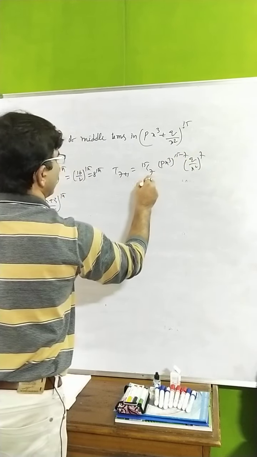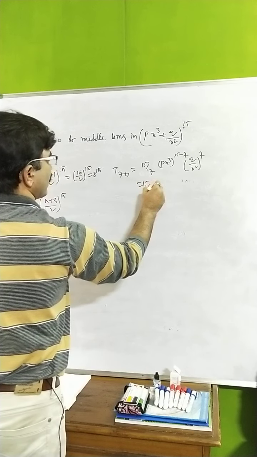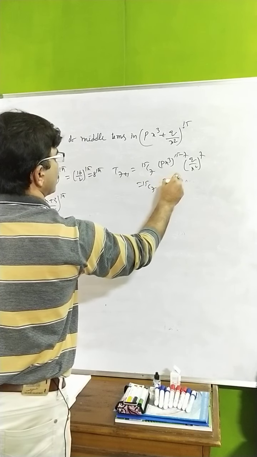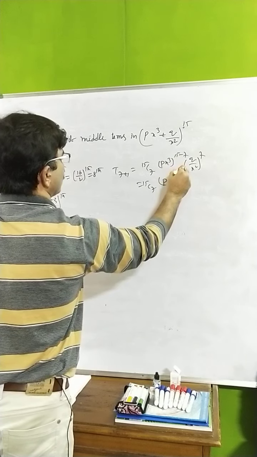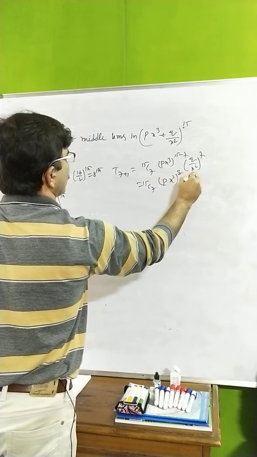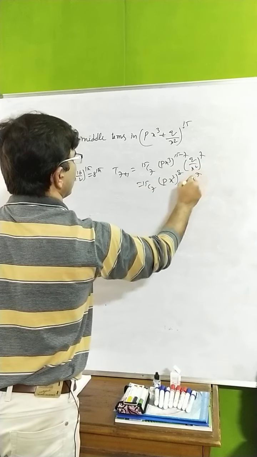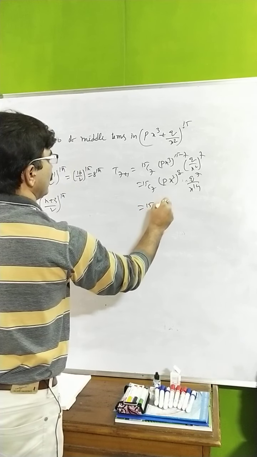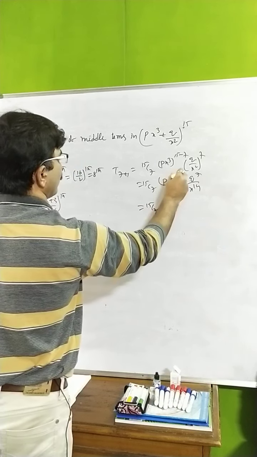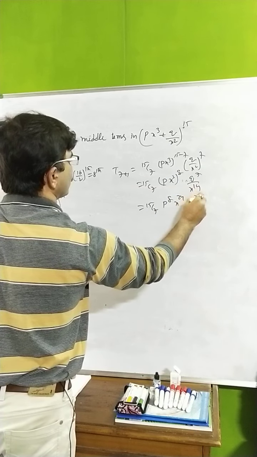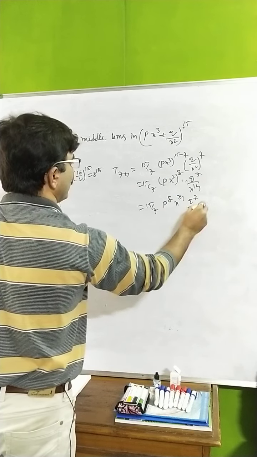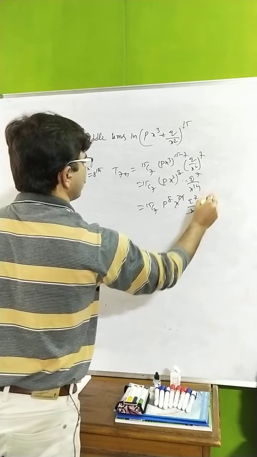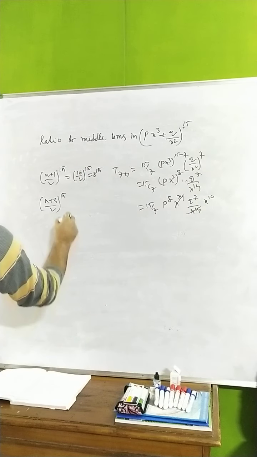You can write for one step 15C7 and (px cube) whole to the power of 8, and q to the power of 7 by x to the power of 14 you are getting here now. 15C7, p to the power of 8, x to the power of 24, q to the power of 7 by x to the power of 14 is there. You can cut it off, x to the power of 10 is left out. Right, this is one. The other one is this one.